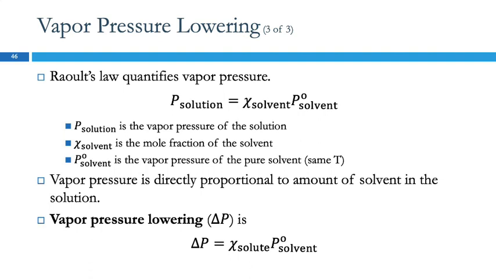So vapor pressure is directly proportional to the amount of solvent in the solution. If we have pure water, what's the mole fraction of water? 1, right? And then 1 times the vapor pressure of water gives us the vapor pressure of water. If we have something else in there, then the mole fraction for the water is less than 1. And we multiply by the vapor pressure, and so the pressure of the solution is going to be less than the vapor pressure of the solvent.